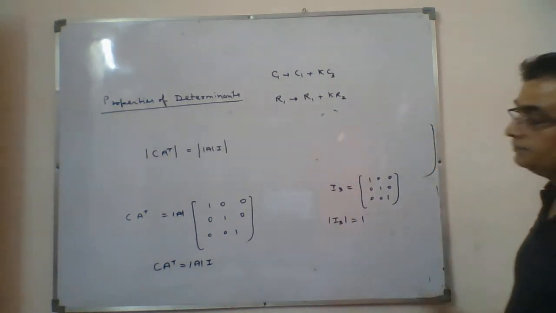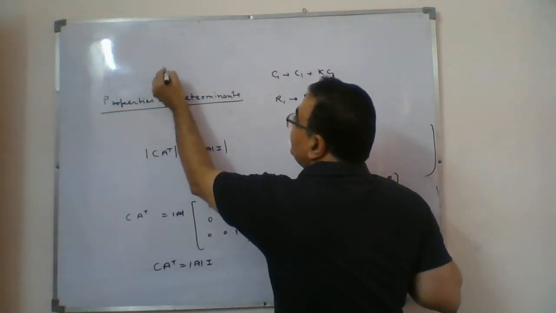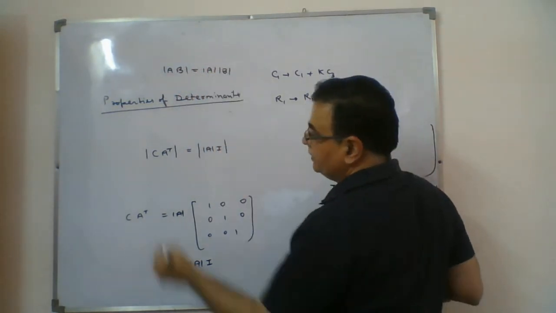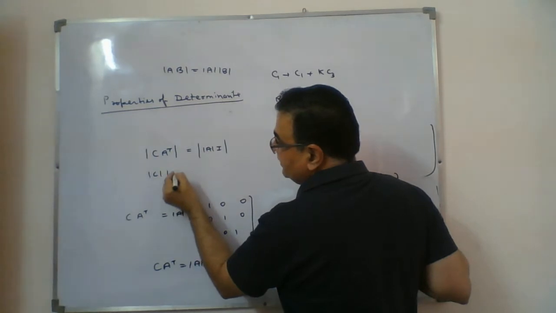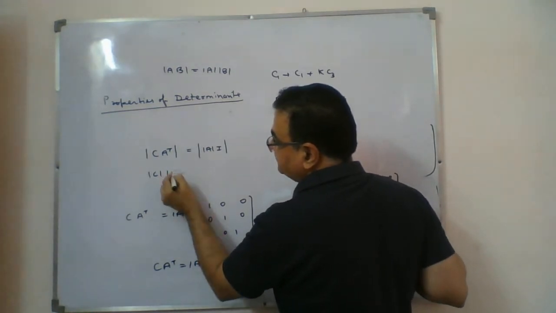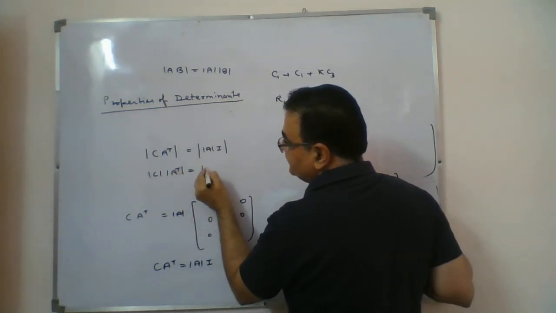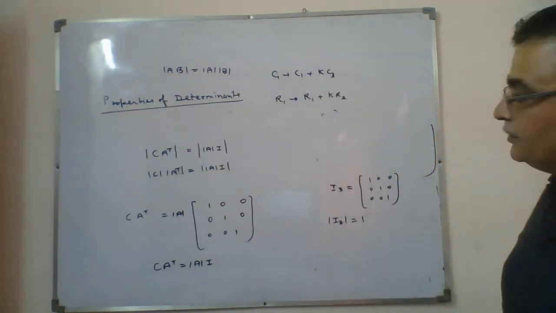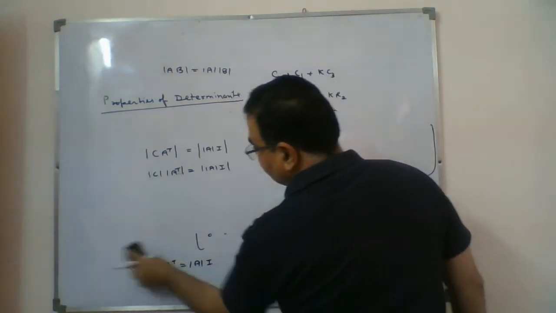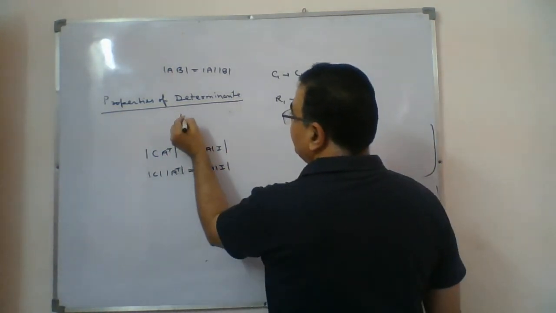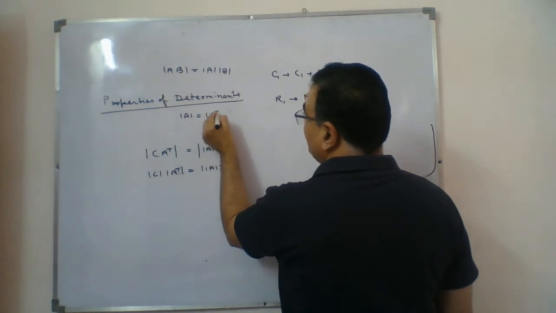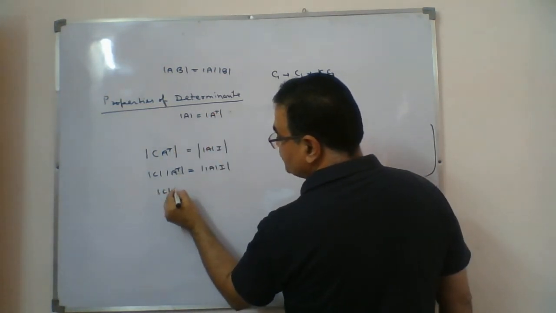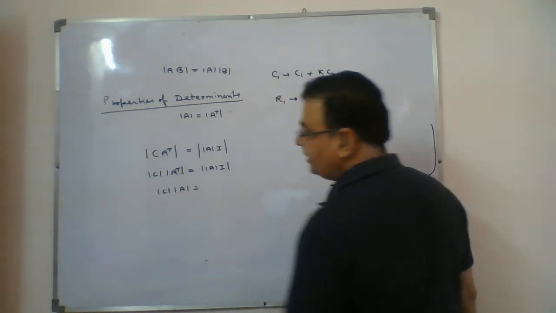Yes or no? Then one property I already told you: determinant AB will be determinant A into determinant B. So I'll write determinant C, determinant of A transpose. And this is determinant of determinant A times I. Is this okay? After this, one more thing we have done: determinant A is equal to determinant of A transpose. So determinant C into determinant A now.